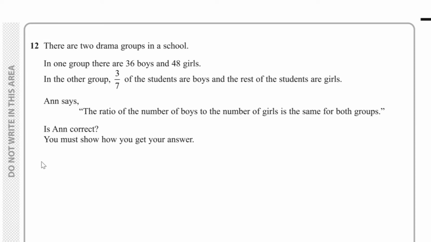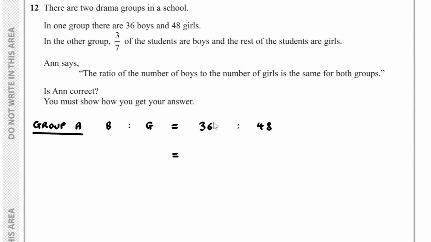Well, if we take a look at this first group, we'll call it Group A. We've got 36 boys and 48 girls. So the ratio of boys to girls, we have 36 to 48. And we can simplify this by dividing by 6. And if I divide by 6, we end up with 6 to 8. And if I simplify this even further, we end up with 3 to 4.